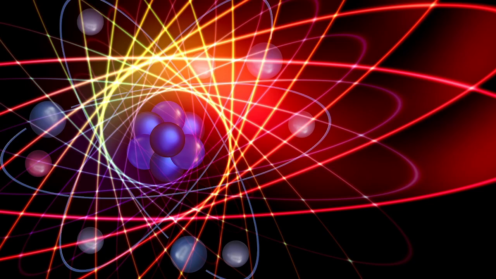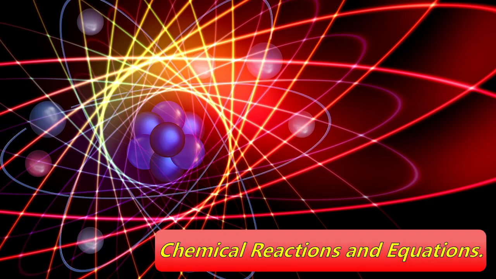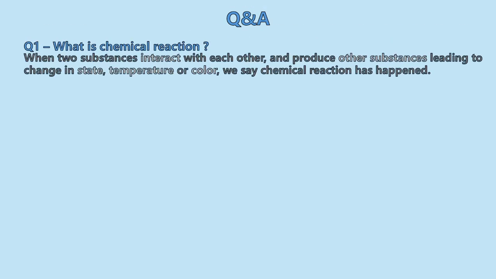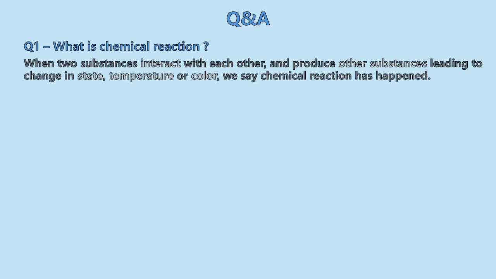Hi friends. So today let us learn about chemical reactions and equations. So, question and answer. What is a chemical reaction? When two substances interact with each other and produce other substances, leading to change in state or temperature or color, we say a chemical reaction has happened.